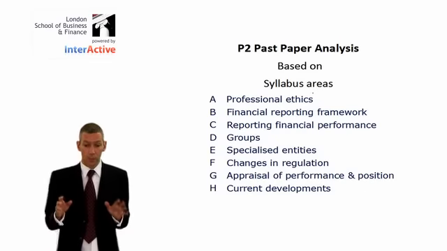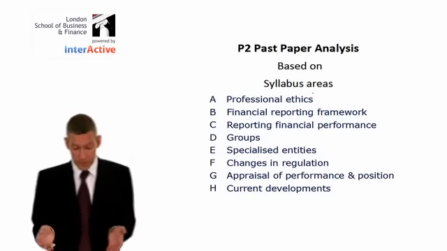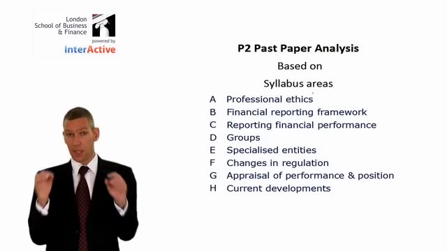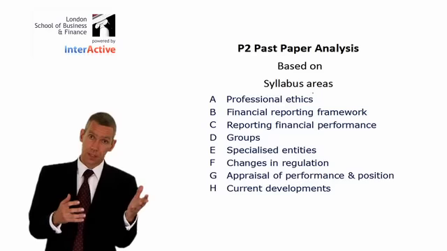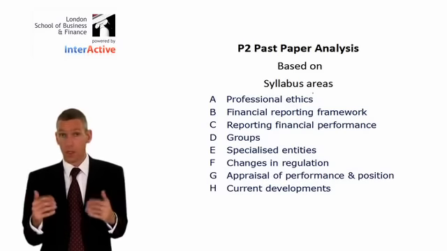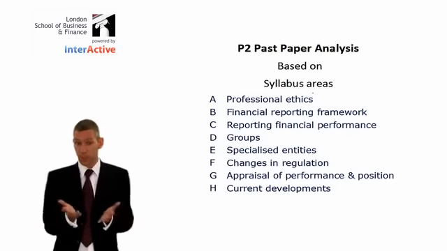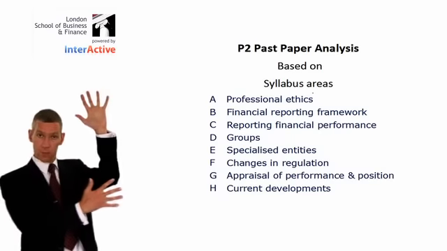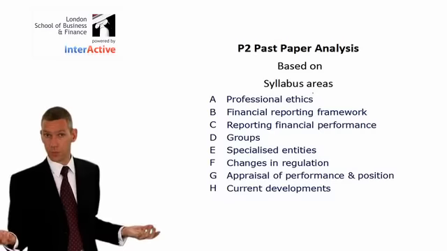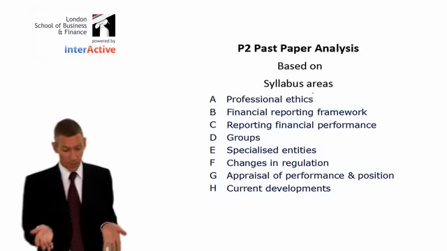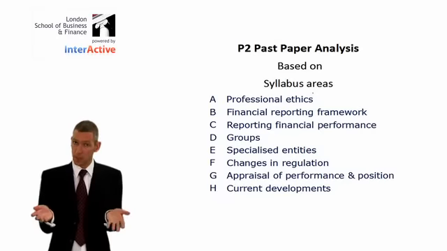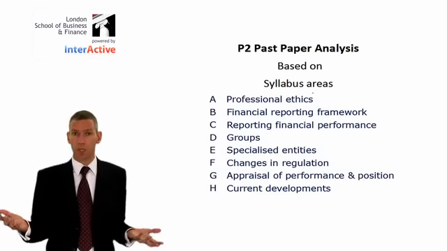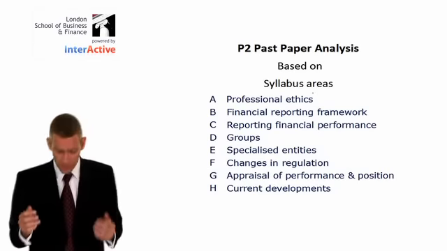Next, C, reporting financial performance. Of course, leases, it's accounting, isn't it? The real core of this question is accounting. And lease accounting, operating lease accounting and finance lease accounting, is found on the syllabus in Part C. So it's Part C. D, it's Part D, it's groups. Because the parent has control of the subsidiary, the parent can tell the sub what to do and they have to do it. So it's Part D. E, it's a specialised industry. It's working in the oil industry. It's not particularly relevant that it's working in the oil industry, but nevertheless it is.